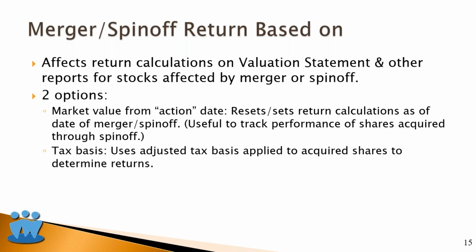Yeah, and personally, I like the market value from the action date, mainly because it tells you what's happened since you actually received those shares. If you go by tax basis, the performance of either the non-surviving company or the parent company in the spinoff can mask what actually happened for the new company. So you're seeing a combined return if you go by tax basis. So that's why personally I like to go by the market value because it tells me what's happened since I actually got those shares.